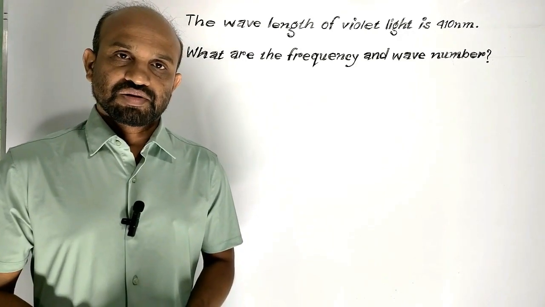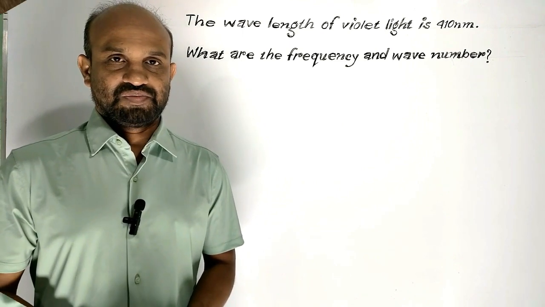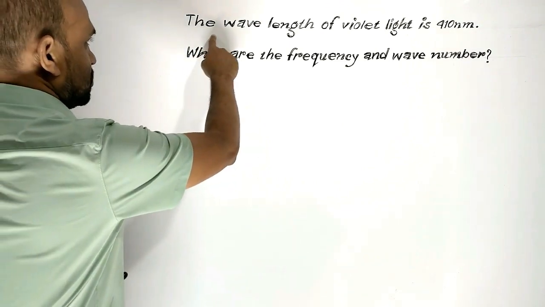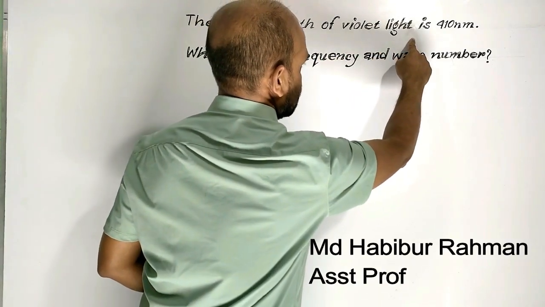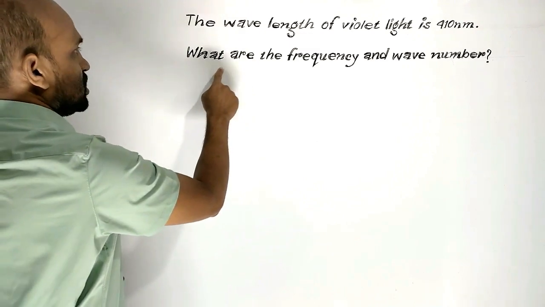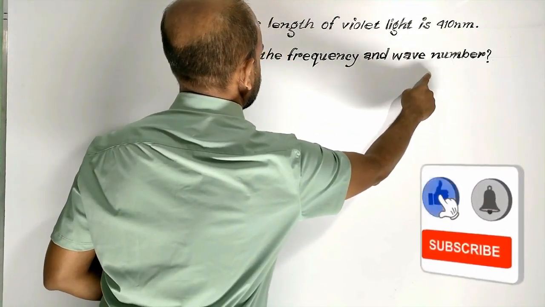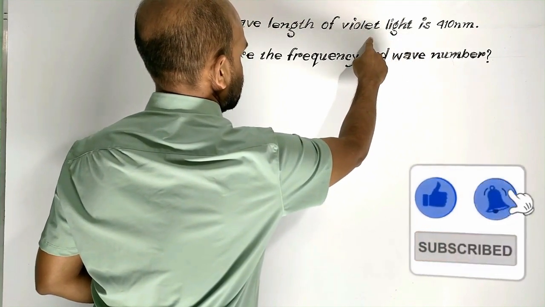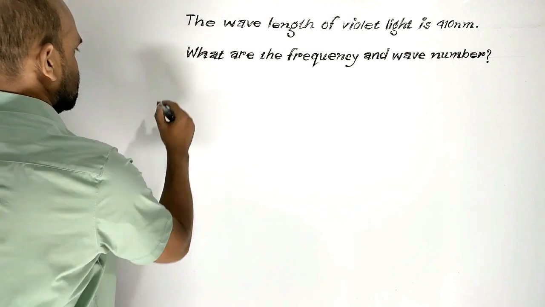Mathematical problem related to radiation. Let us see the problem. The wavelength of violet light is 410 nanometer. What are the frequency and wave number?